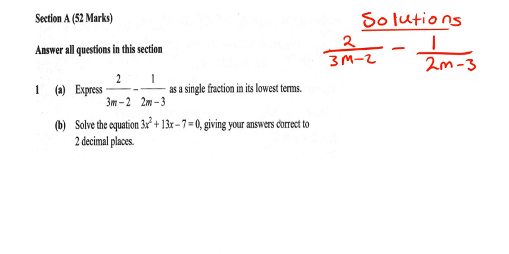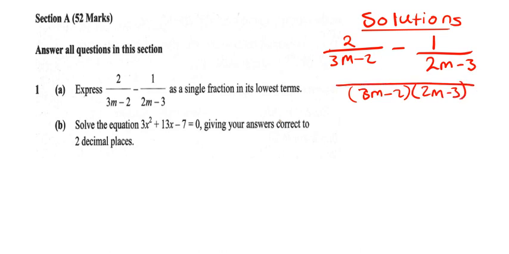So, the first thing, you have to find the common denominator. So how do you find the common denominator? You just multiply these denominators. So you are going to have 3m minus 2 multiplied by 2m minus 3.